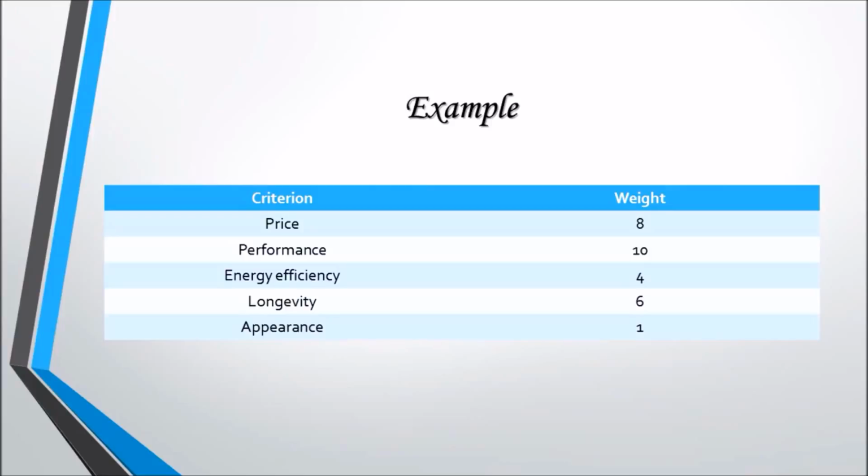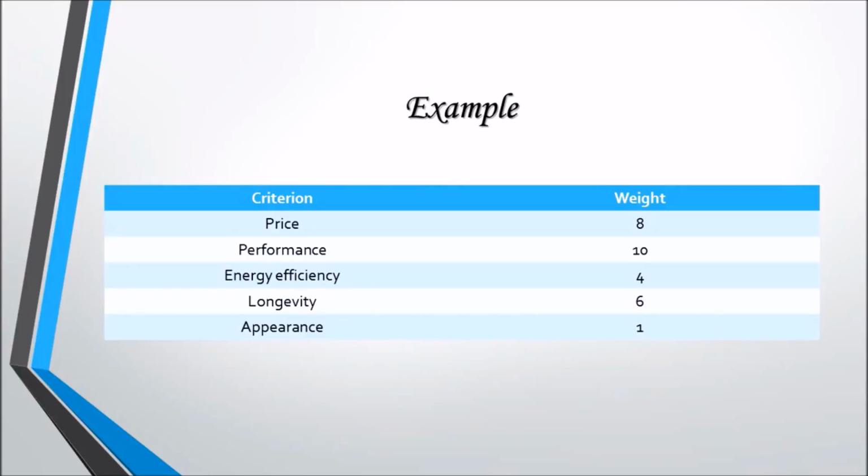Here's an example of buying a computer. Here are the criteria: the price, performance, energy efficiency, longevity, and appearance. Then we put the weight on these criteria. The weight means how much we value these criteria. For example, we prefer a lower priced machine over a higher priced machine. That's why we weight it at 8. But we value performance more than price, so we're willing to pay more for higher performance machines.